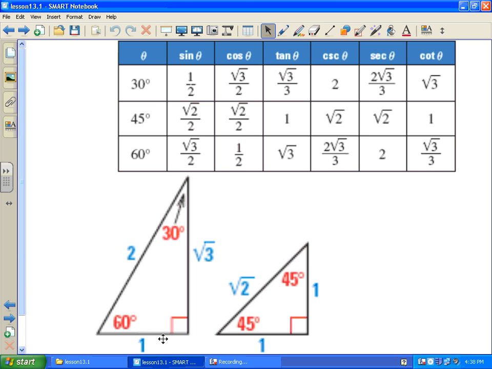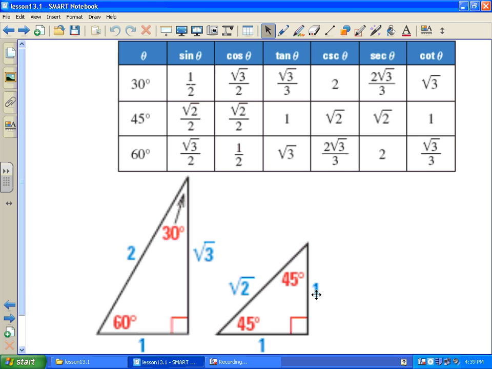If this shorter leg were, say, 5, then the hypotenuse would be twice that, which is 10. And the long leg would be root 3 times that value, so 5 root 3, if that short leg had been 5. Similarly, in a 45, 45, 90, this is even easier.